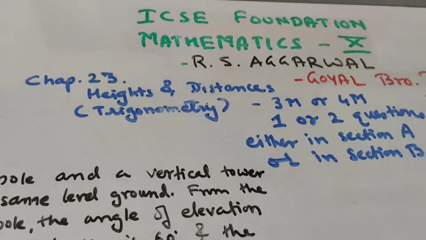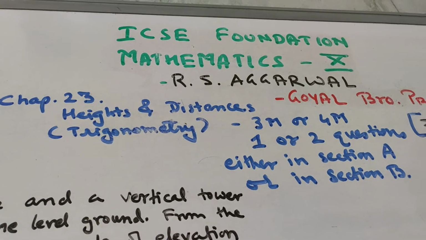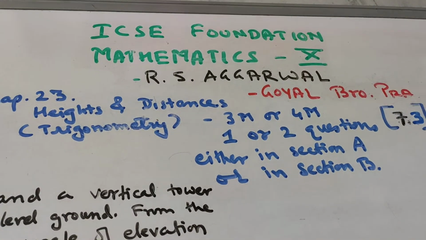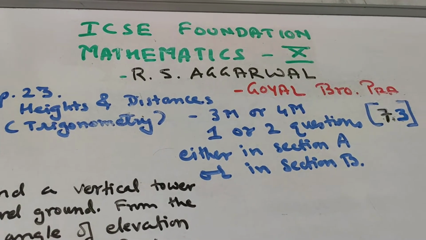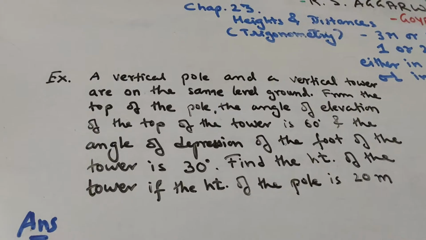Welcome students to another episode of Height and Distances of Trigonometry, chapter 23 from ICSE Foundation Mathematics class 10 by R.S. Agrawal, Goyal Brothers Publications, and we are with episode 7.3. We are still working on the examples.